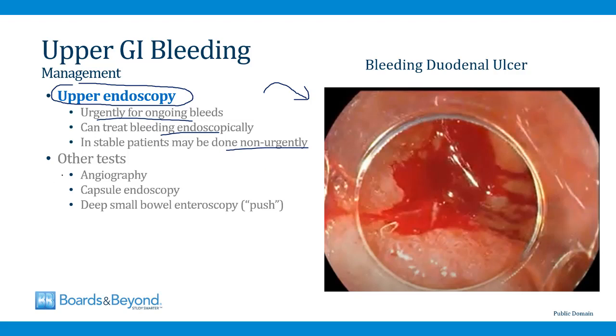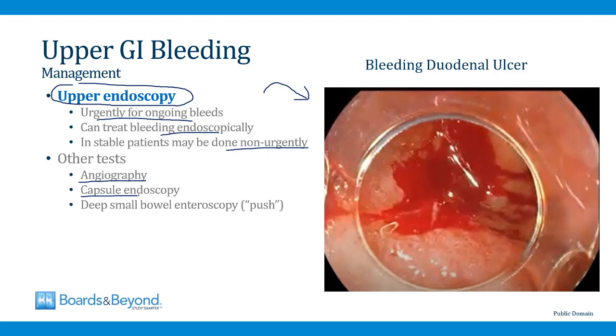Beyond upper endoscopy, there are some other tests that are used in special niche circumstances. You can use angiography to try and identify the source of bleeding in the upper GI tract, just like in the lower GI tract, although this usually isn't necessary because upper endoscopy is often able to treat sources of bleeding.